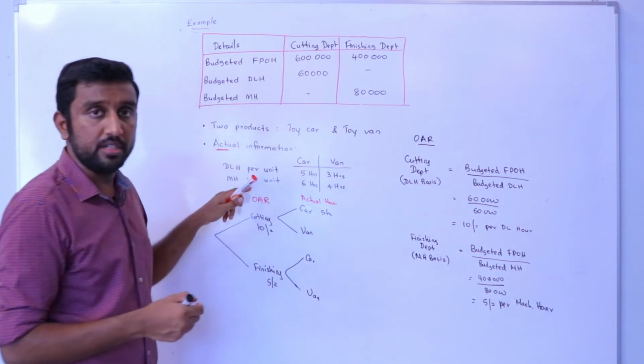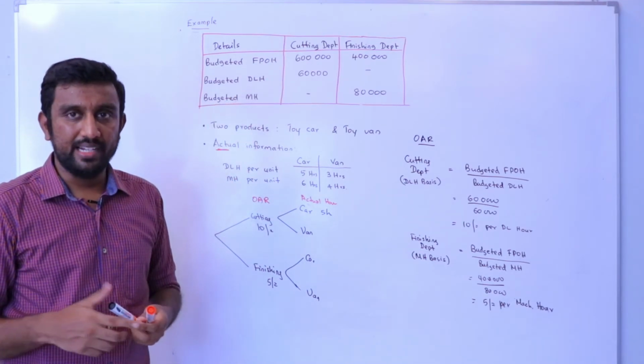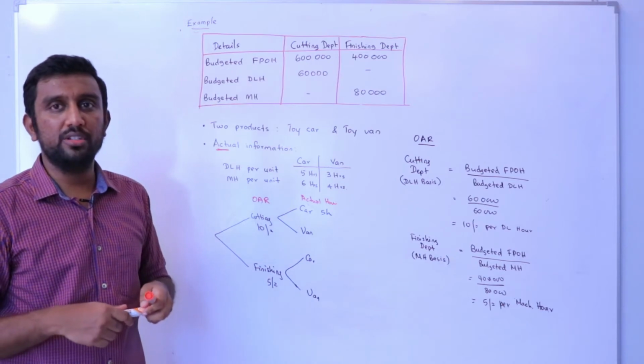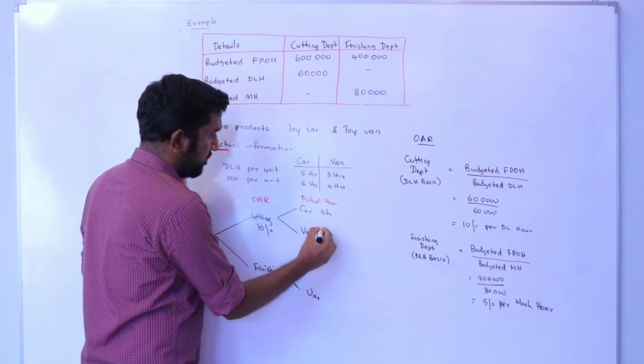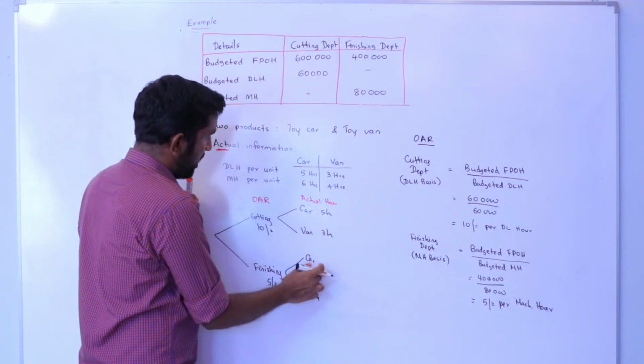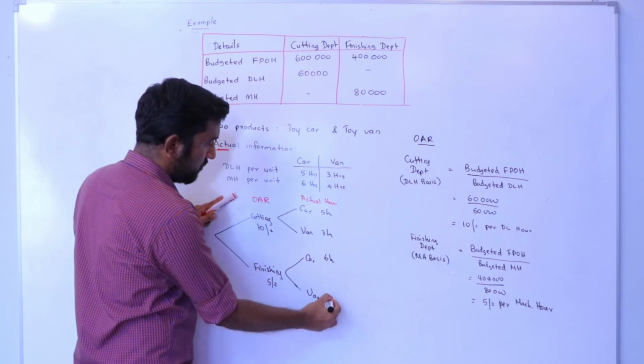Because direct labor hours is used where? In the cutting department, right? So in the cutting department we are using direct labor hours. So car, van, how much? 3. The finishing department we are using machine hours. Car how much? 6 hours. Van how much? 4 hours.